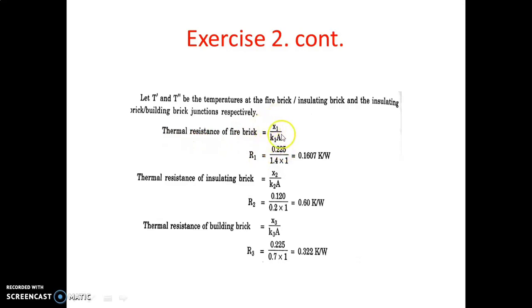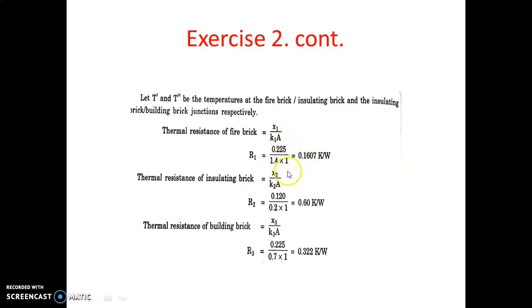So this is the formula for the thermal resistance: X1 divided by K1 into A. So this is for the first layer or first brick. X1 is the thickness of that brick, K1 is the thermal conductivity of that brick, and A is the area. So here we take the area common, that is 1 meter square.